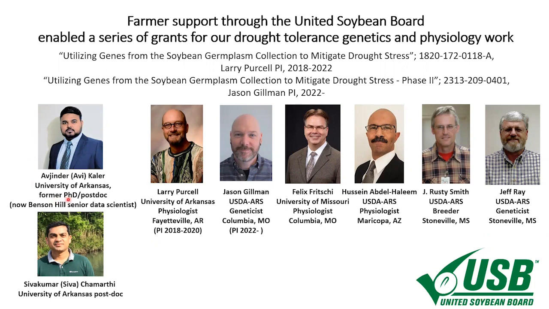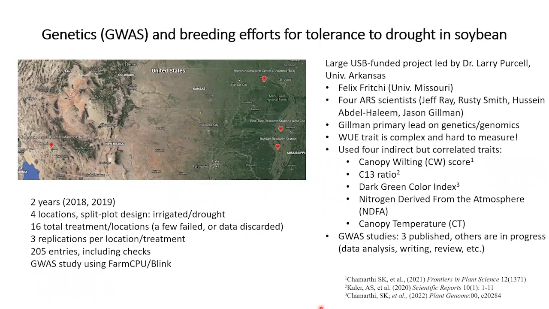It's largely the work of two postdocs, plant physiologists, breeders, and geneticists. These are the ones that have been historical. There are some changes in the lineup, and we're adding additional people as we go forward. So we started in 2018 and 2019, and we grew at 4 locations. This was a field experiment in Colombia, 2 locations in Arkansas, and 1 location out in Maricopa. We did a split plot, irrigated, drought, or in Maricopa, it was irrigated and less irrigated, with 3 replications per location treatment and 205 entries, which were specifically chosen to maximize genetic diversity for drought stress tolerance.